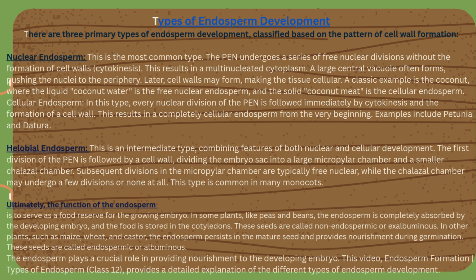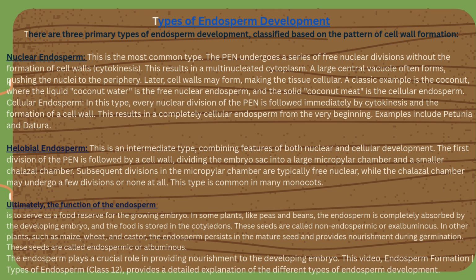The first division of the primary endosperm nucleus is followed by a cell wall, dividing the embryo sac into a large micropylar chamber and a smaller chalazal chamber, which may undergo a few divisions or none at all. This type is common in many monocots.